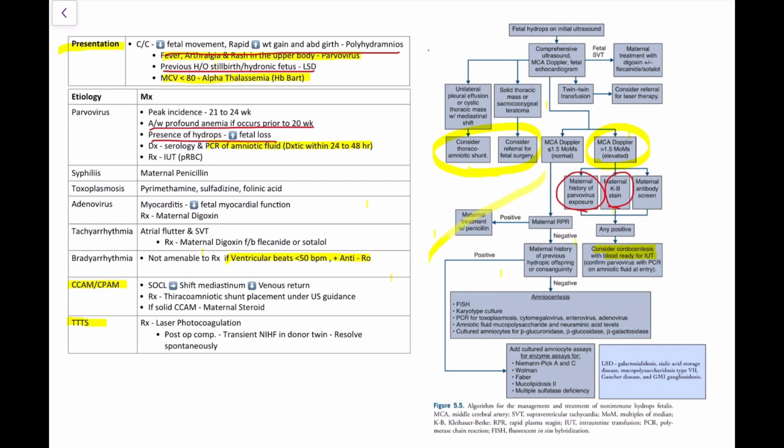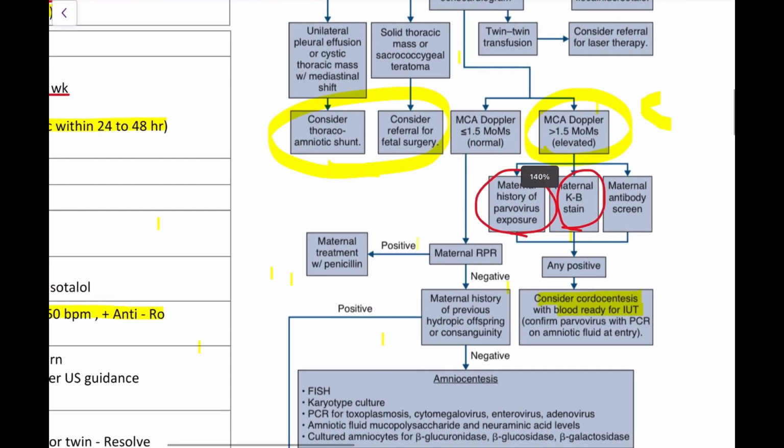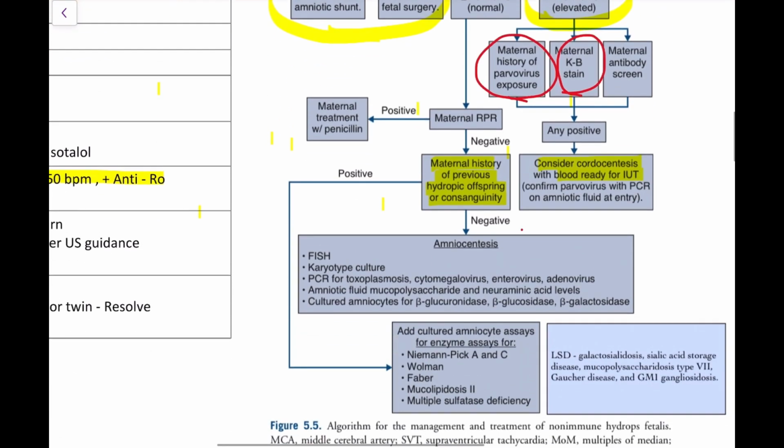Let's look at the other side of the evaluation. If MCA Doppler is normal, then we are going to suspect syphilis and TORCH infection as differentials. We can check syphilis through the rapid plasma reagent test, and if RPR comes up negative, then we can ask for a maternal history of previous stillbirth or consanguinity to rule out autosomal recessive disorders like lysosomal storage disease. We should also consider amniocentesis as the final step for FISH and lysosomal enzyme assays.